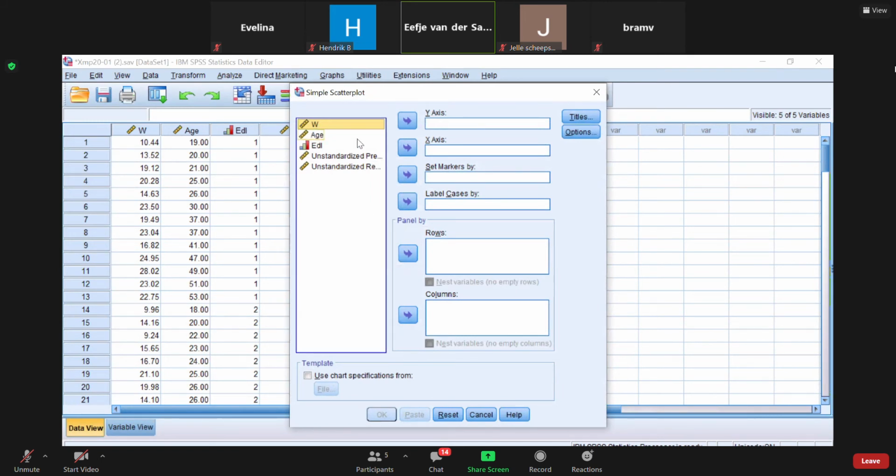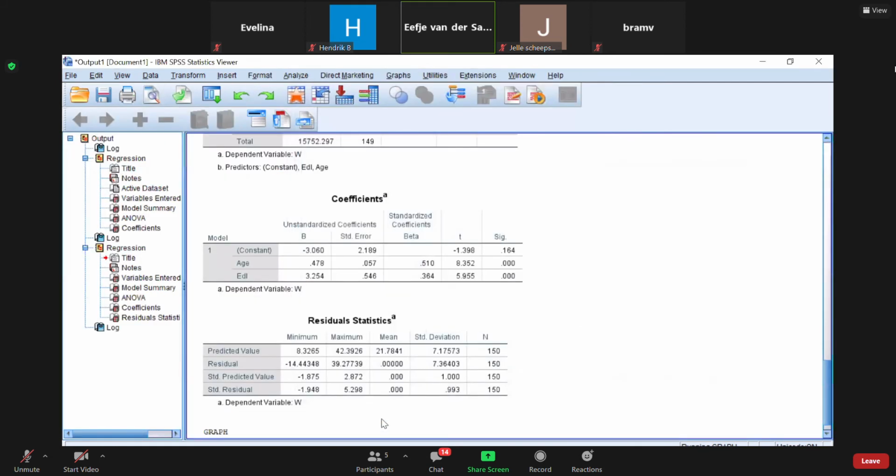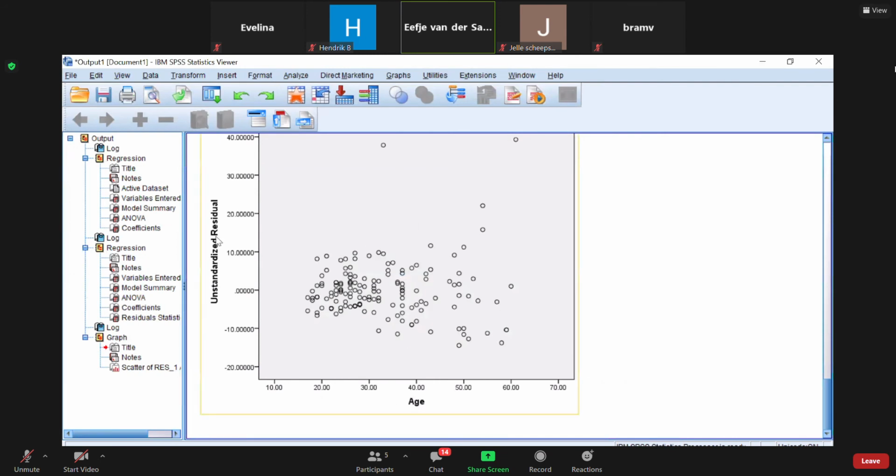And then you take wage. No, sorry, that's wrong. You take the x value, so that was age and education. You can only take one, so you put that on your x again, and you put your unstandardized residuals on your y-axis. Click on OK and you get this graph. Remember, linearity was the assumption that at each value of x, the residuals must be 0 on average. So here is 0 of our unstandardized residuals.